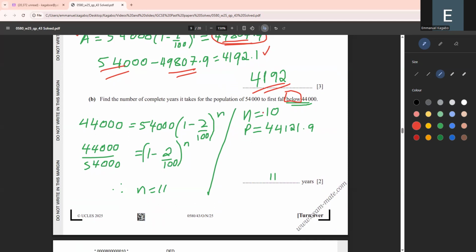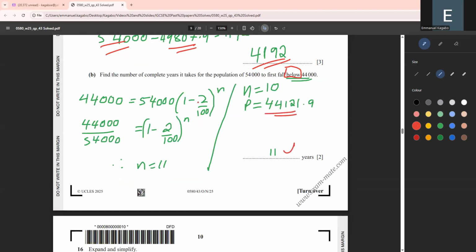So when I did 10 years, this is what I'm getting. But they told me to be below, to be smaller than that. So that's what will happen when you go with the 10 years. That's when it will happen. So basically, if you replace this one as 11, you are going to have the population of this town to be less than 44,000. Have you understood?